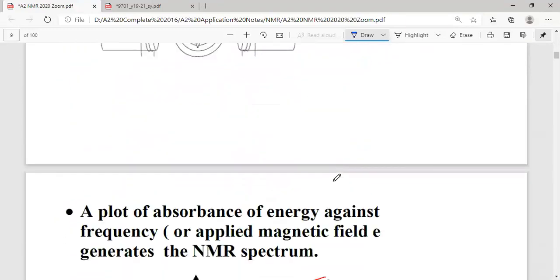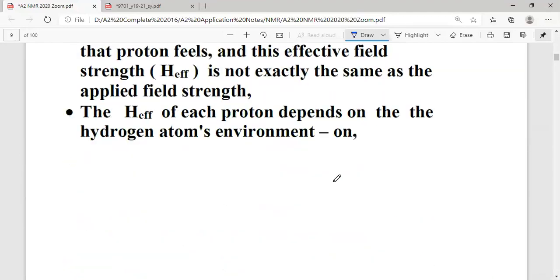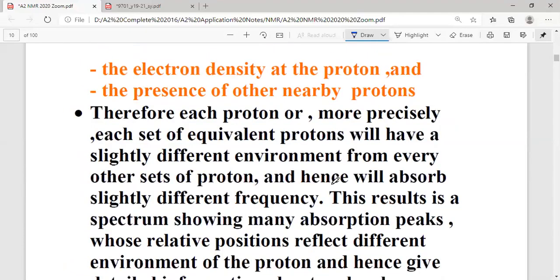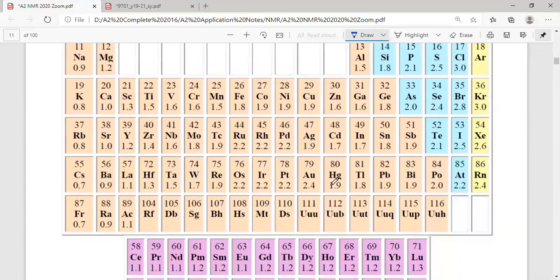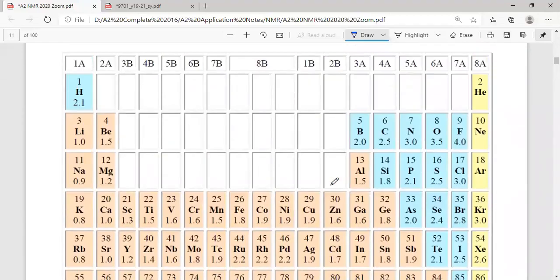So now let's go to here first. I want to explain this one here. Easier to explain this. Now this is the electronegativity chart. I want you to notice the few electronegativity values you need to know. Hydrogen, because when we talk about hydrogen, the proton, and carbon.